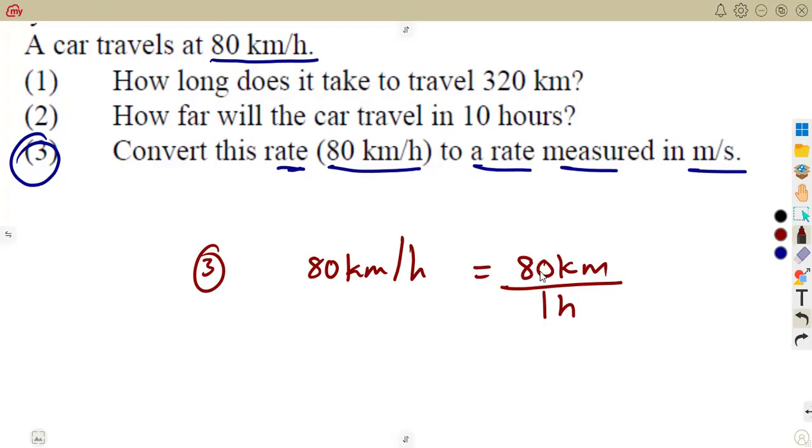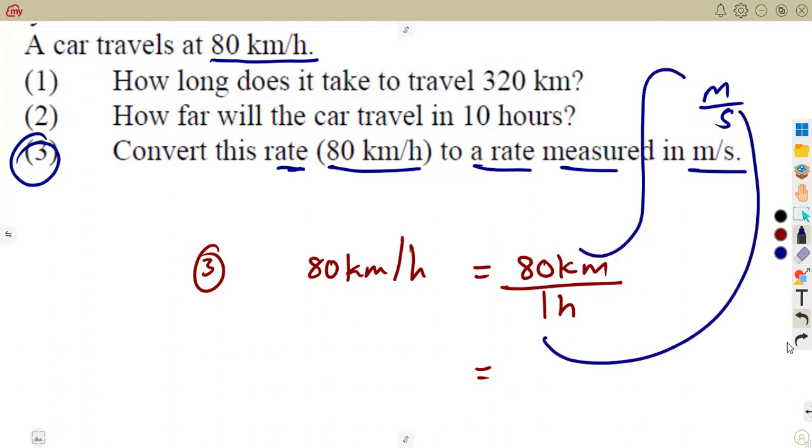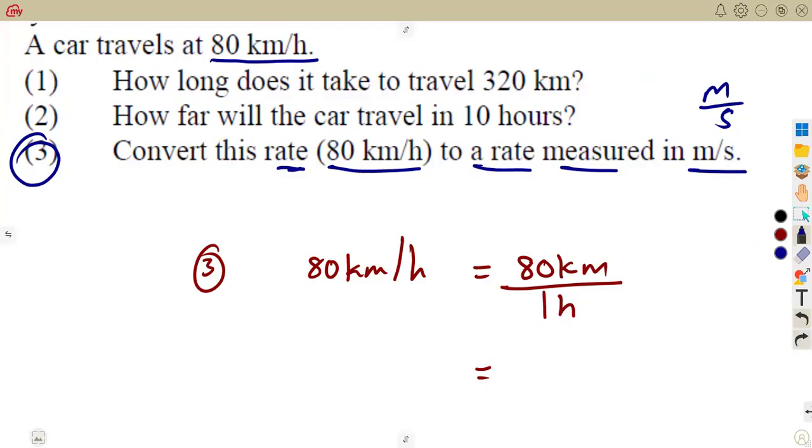So if this is the case, what about in meters? This 80 kilometers, because we need meters per second, meaning meters over seconds, we have to change to meters and we have to change to seconds. Remember your conversions. All right, let's start with kilometers. Remember those conversions from your grade 8.